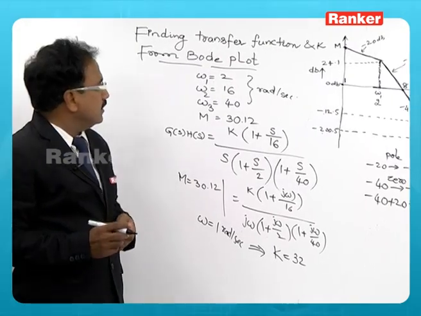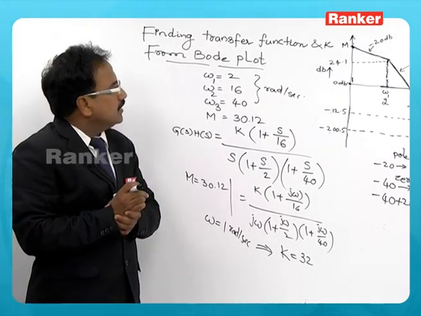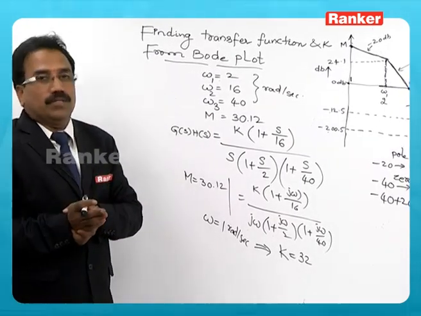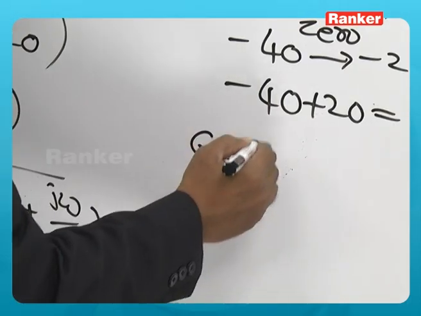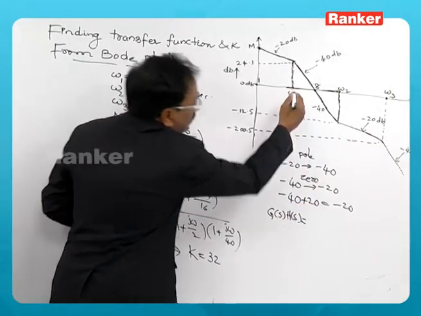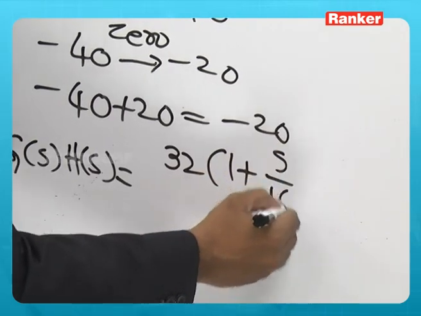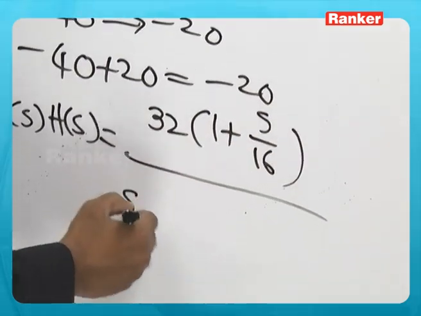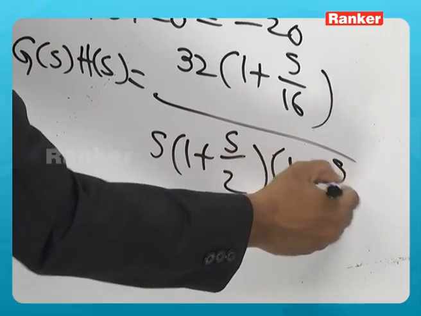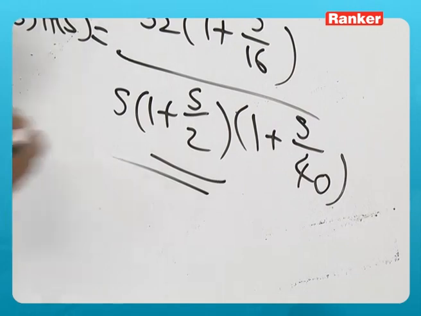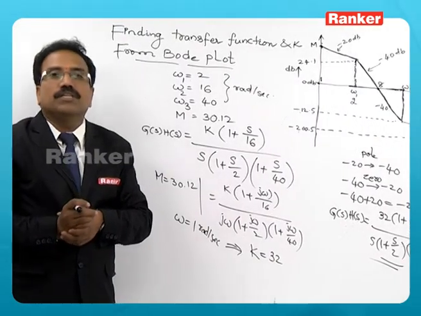So, the gain constant is 32 and that is obtained from the given Bode plot. So, now I can write that the loop transfer function from this plot is 32 into 1 plus s by 16, divided by s into 1 plus s by 2 into 1 plus s by 40. This is the way we should obtain the transfer function from the given Bode plot.